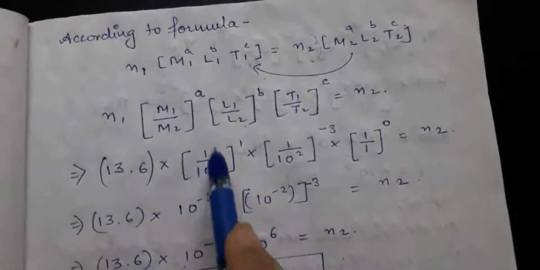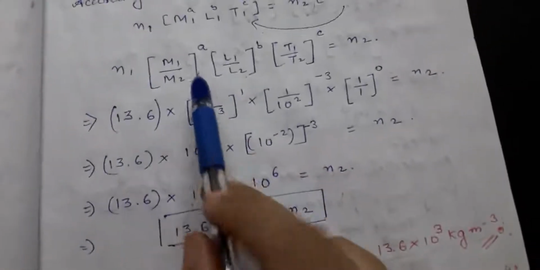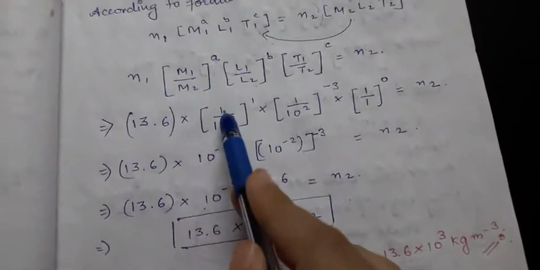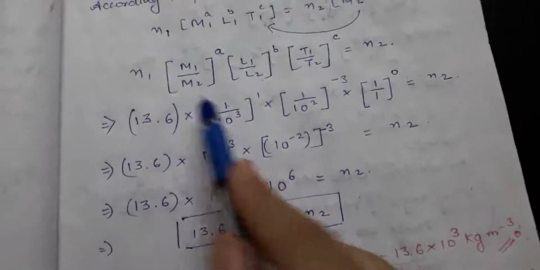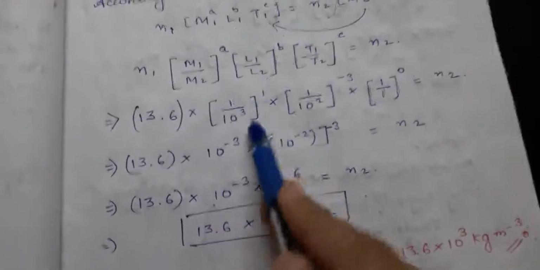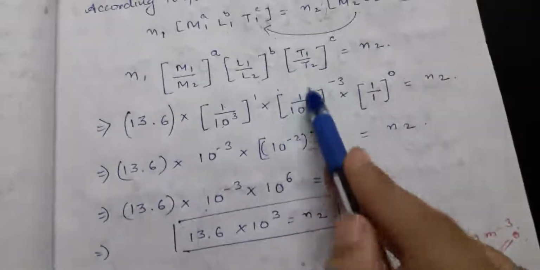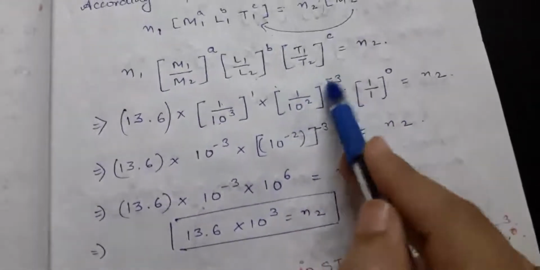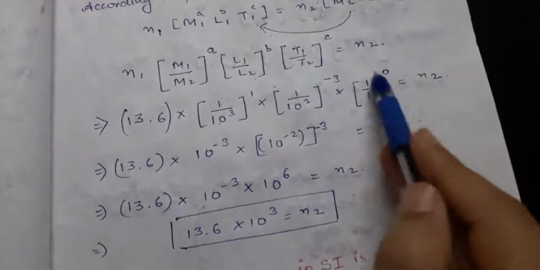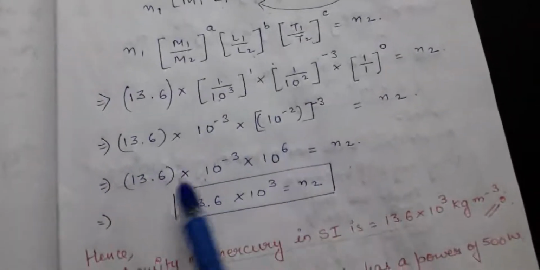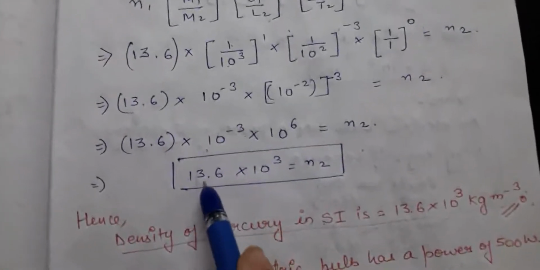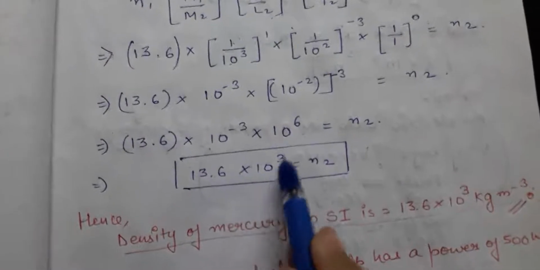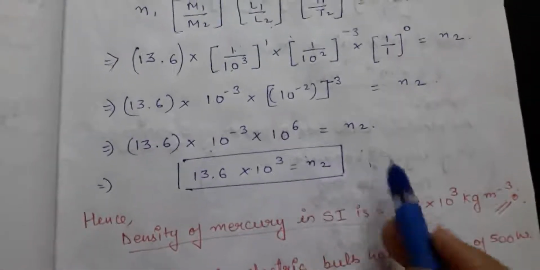M1 upon M2. Why have I written division? Because M1 was CGS, and in CGS mass is always 1 gram. But the M2 value is from SI, so 10 to the power 3 whole power 1, upon 1 upon 10 to the power 2 whole power minus 3, and 1 upon 1 whole power 0 is equal to N2. When we solve this part, finally we will get 13.6 into 10 raised to the power 3 is equal to N2. Means what?